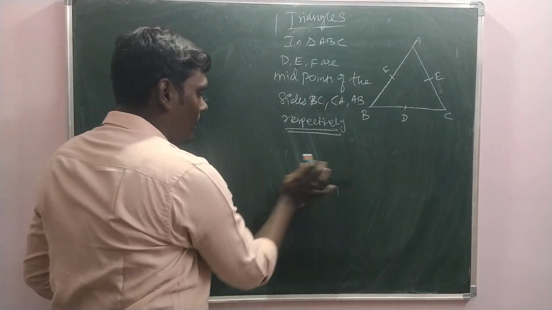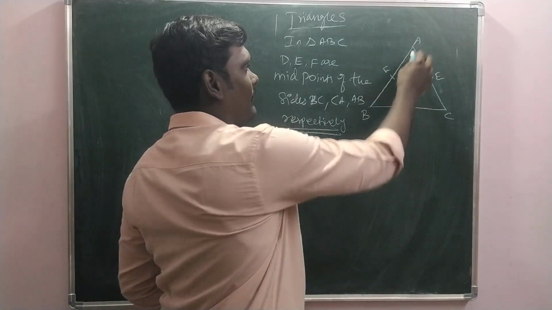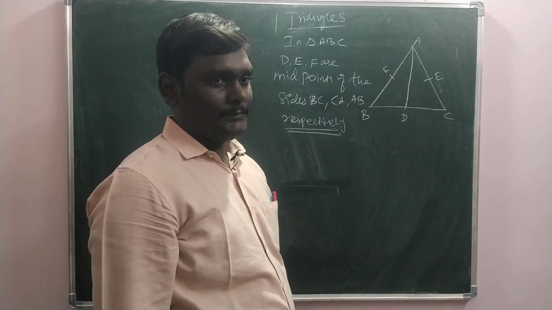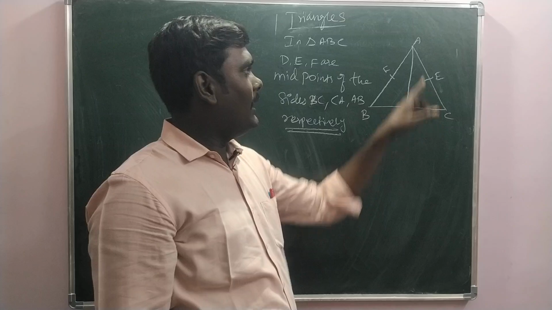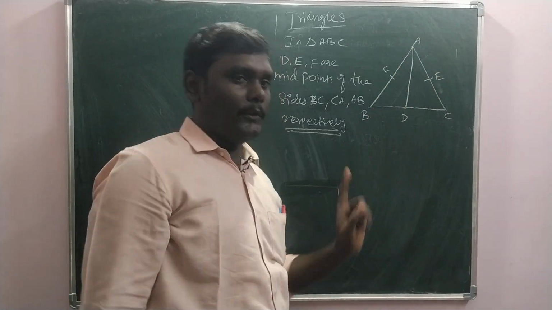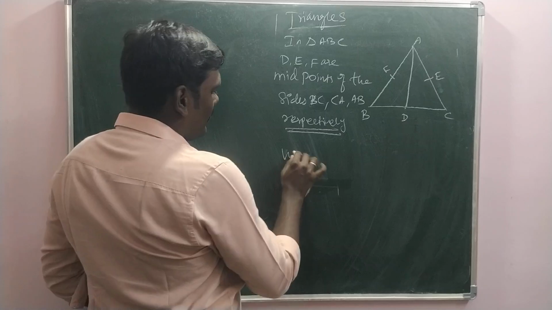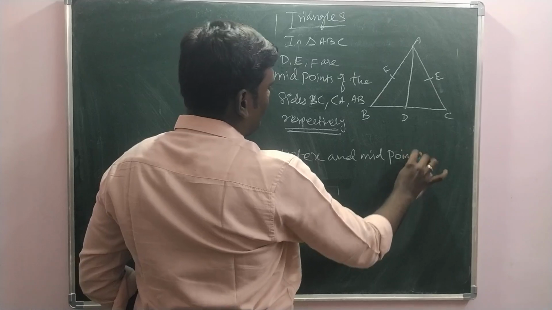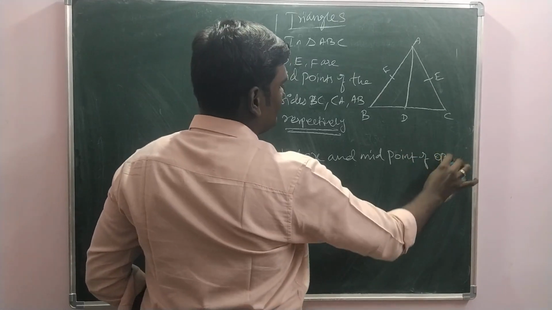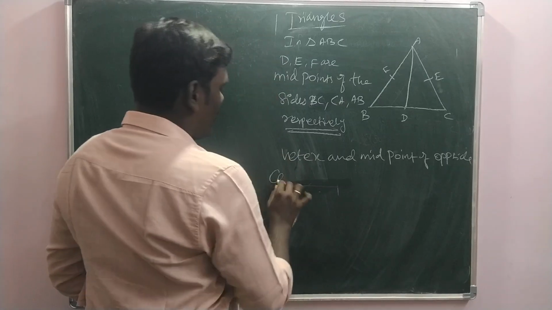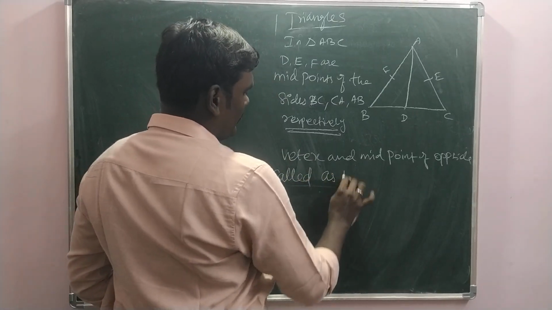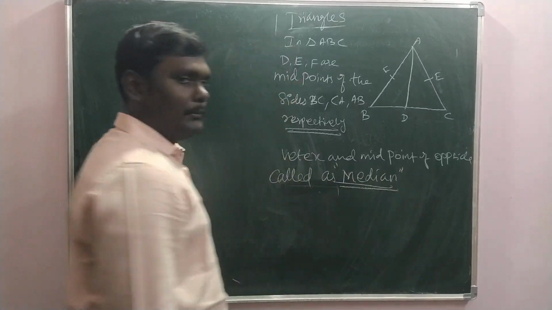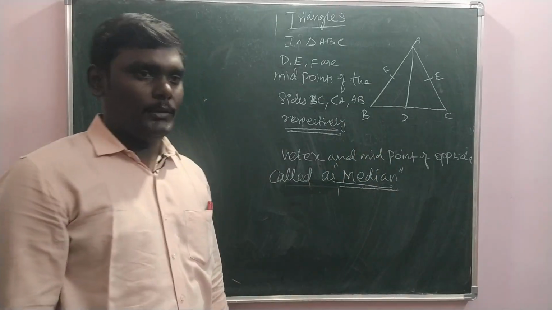Now we are going to connect these midpoints to the opposite vertex. How do we call this line? A line which connects a vertex and the midpoint of the opposite side is called a median. Because of the midpoint, we call it a median.